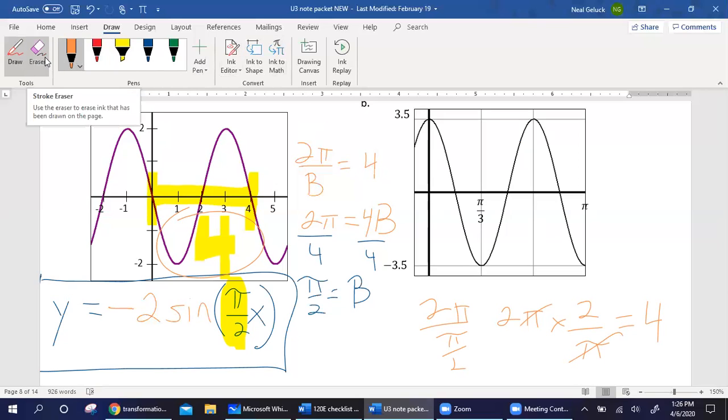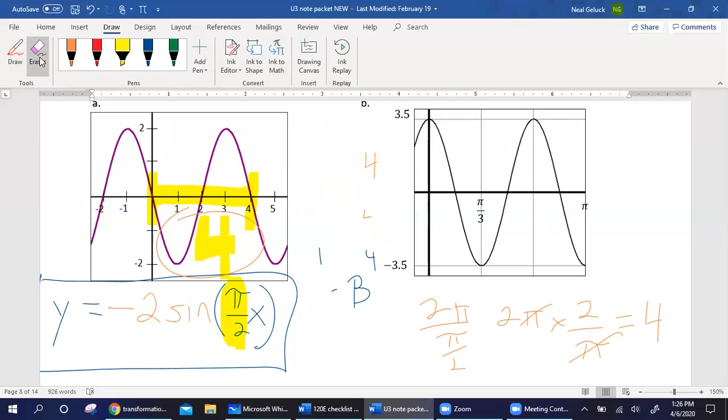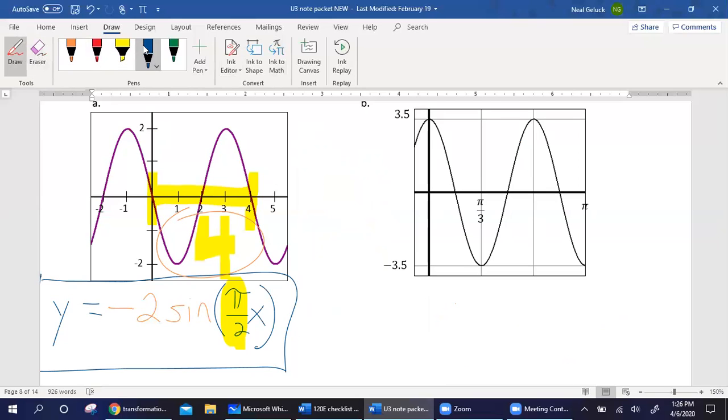On letter B, this one is starting above, which means, all right, probably thinking cosine here. The amplitude from the middle above and middle below is 3.5. There is no reflection because it's starting above like it should. So I don't need a negative. Just like the last one, there's no horizontal shifting, phase shift. There's no vertical shifting, so we don't have to worry about those.